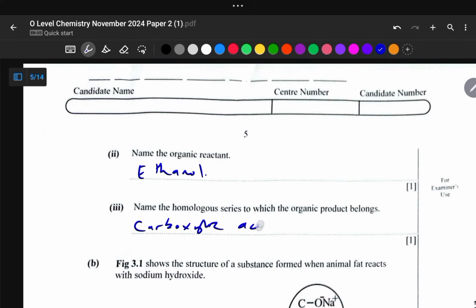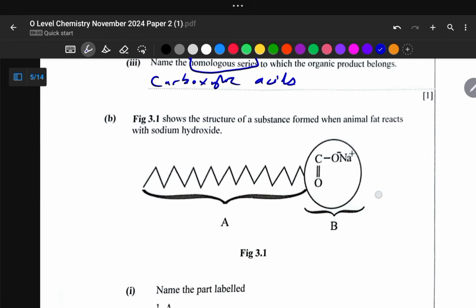Carboxylic acid. So you need to know the definition of the term homologous series: a group of organic compounds with the same functional group or same reactions, where successive members differ by CH2, right? You should also know the definition of the functional group and hydrocarbons, right? Because they are frequently examined in examinations, right? And then we are on part B.